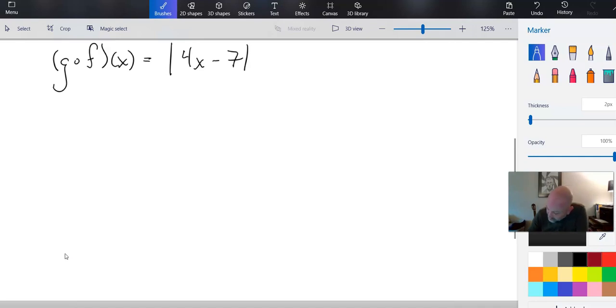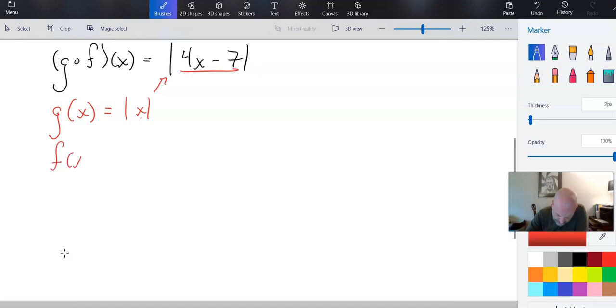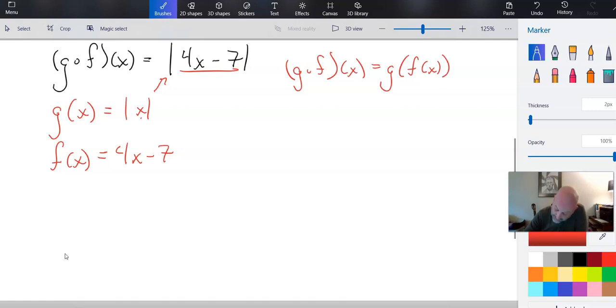Now, looking at this, I'm going to look at this one a little bit differently. I can see this absolute value here, and it's on the outside. It would be the last thing that I would compute if this was an order of operations problem. So that means g of x can be the absolute value of x. Well, now I need to find a way to get this expression inside this absolute value. Well, that means that f of x should be 4x minus 7. And then you can go and check the composition, g composed with f, the way we were doing it before, and make sure it actually lines up the way you think.